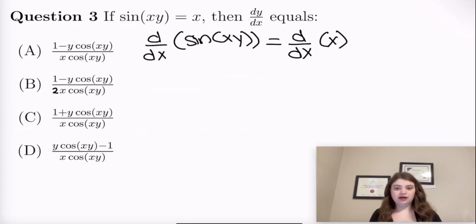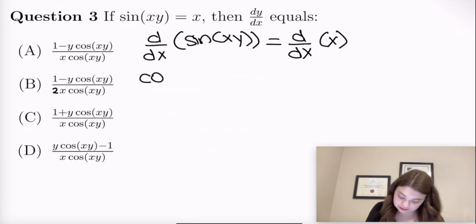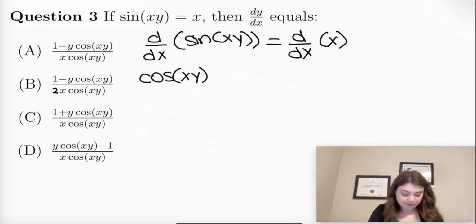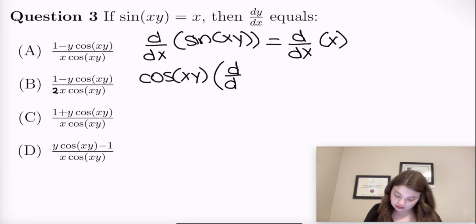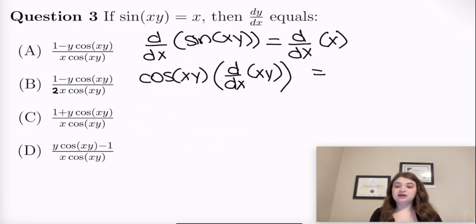All right, so now if we do that, what are we going to get? The derivative of sine xy, well, the thing is, derivative of sine in general would be cosine, so we're going to get cosine xy, and then we also have to apply the chain rule here. So what's the derivative with respect to x of what's in there, which is x times y? We'll get to that in the next step. And then that's going to be equal to the derivative with respect to x of x. And what's the derivative of x with respect to x? Just 1. So we'll just put 1.